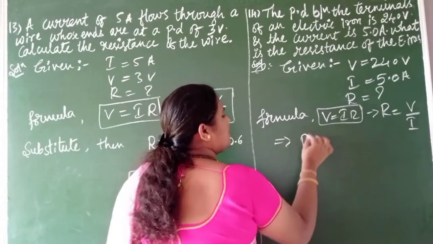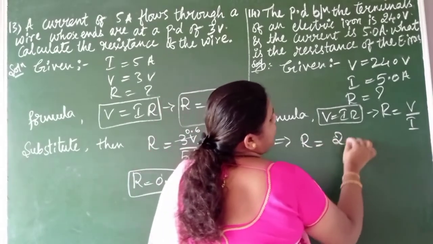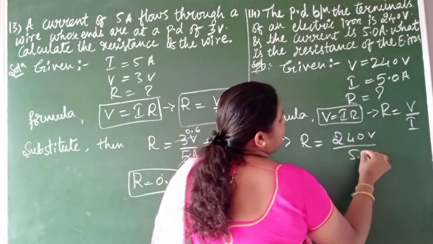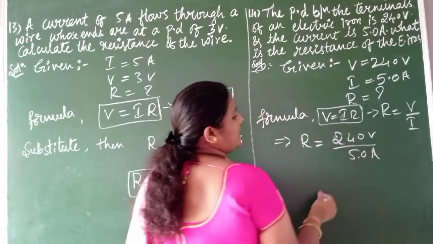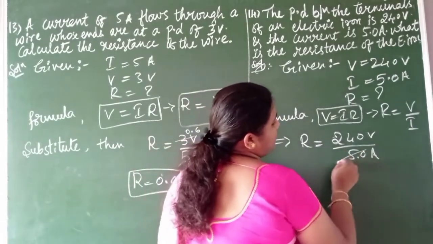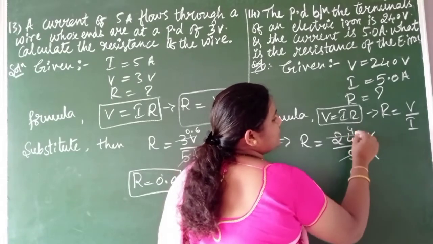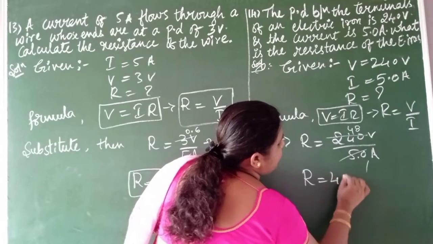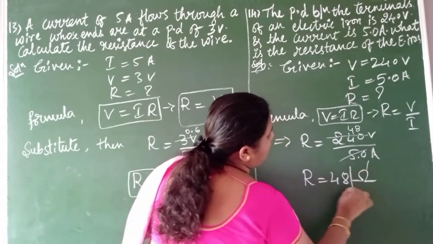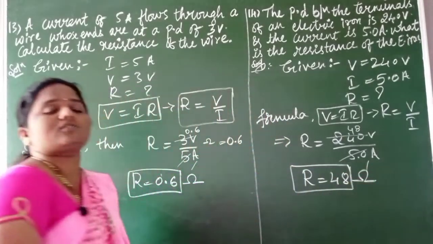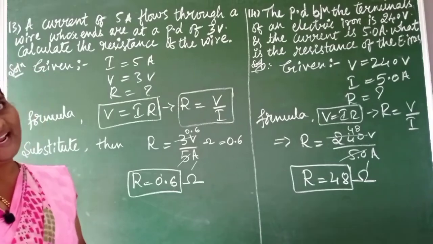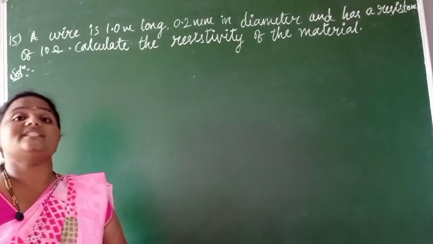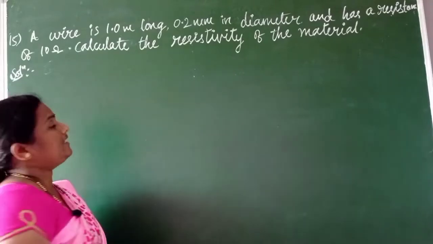Implies R is equal to, what is the V value? 240 volts. I is 5. Then 5 ones are 5, 5 fours are 20, then 5 eights are 40. So what is the R value, children? 48 ohms is the resistance of the electric iron. Get it, children? Now we will see the next problem, which is based upon resistivity.